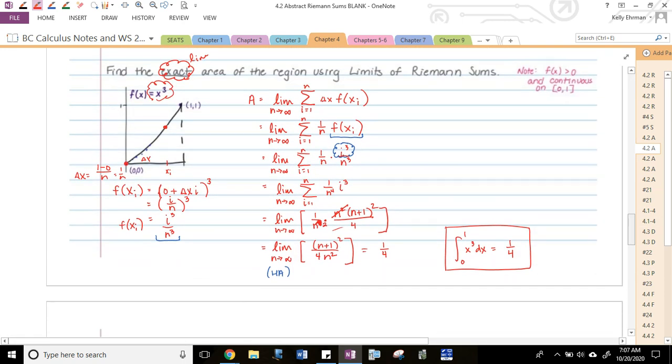And you can check that answer. If you know how to do definite integrals, if you've done that in physics or AB last year, you can kind of check your work and say, oh yeah, it would work out to be 1/4. This is basically the proof for how definite integrals work.